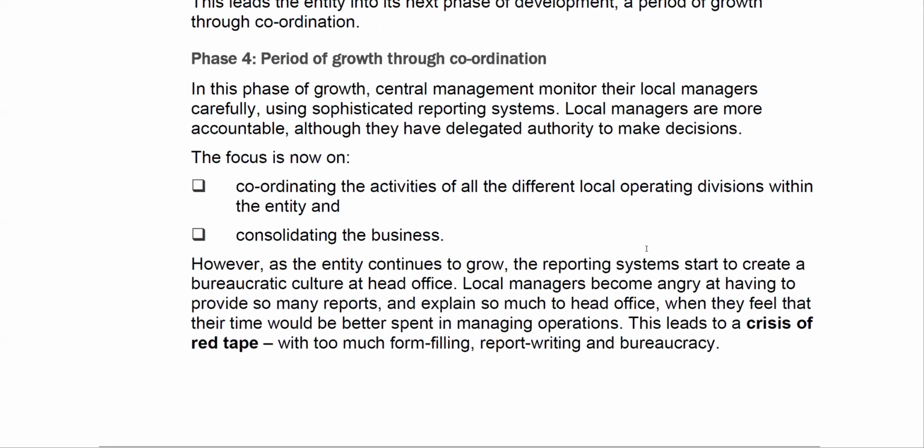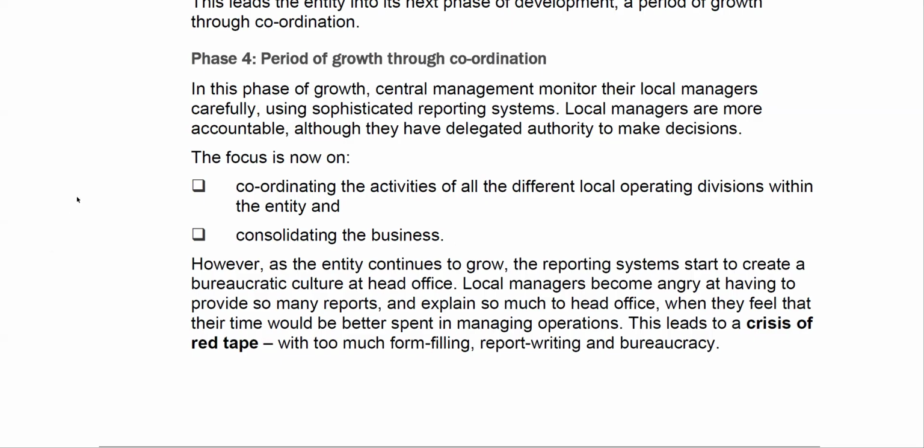Now, what is the period of growth through coordination? In this phase, central management monitors the local managers carefully using sophisticated reporting systems. So local managers are more accountable, although they have delegated authority to make decisions, right? So the focus is now on coordinating the activities of all the different local operating divisions within the entity and also consolidating the business. So something that may work here is that, yes, you might have what? A geographical structure in place. You might have a matrix structure in place, right? Because you want to coordinate activity. So one person can report to a project manager and report to what?